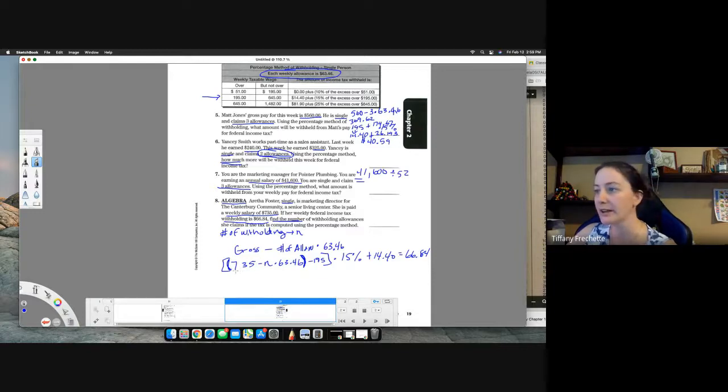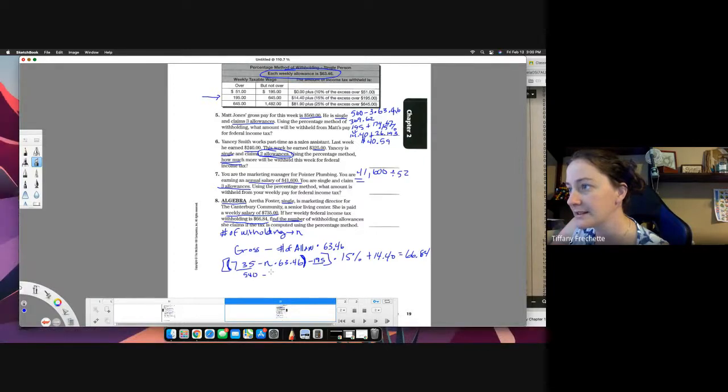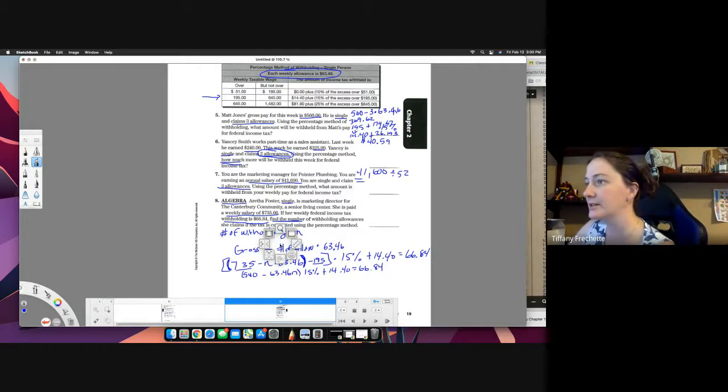We can start combining like terms here, and we can add these two together, and we will get 540 minus, and I'm going to put the 6346N, like that. It's just the more proper way to write it. We're going to multiply that by 15%, because we haven't done that part yet, plus 1440 equals 6684. All right, I'm going to move this down a little bit so I have more room to write.